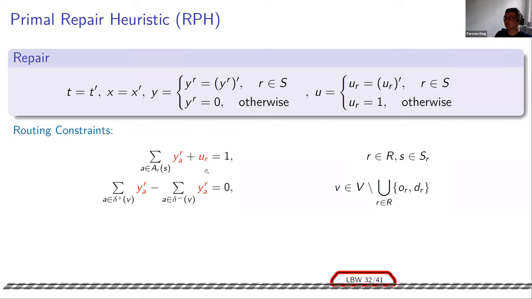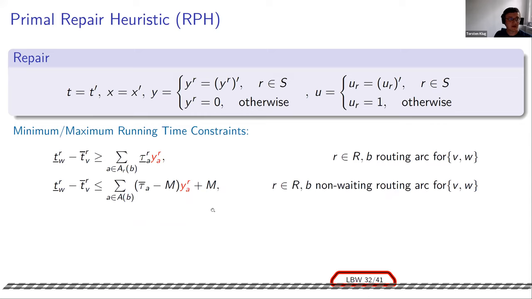Then we can simply check that this gives a feasible solution for the whole MIP. So we go one time through all constraints here. The routing constraints are clear: all y become zero and the select variable becomes one. So this is fulfilled. Then the flow conservation is also clear. Both are zero in the case of a cancelled train, so it's fulfilled. And otherwise, if it's in S, then we take the values from the former feasible solution, and this must also be fulfilled. It's clear.